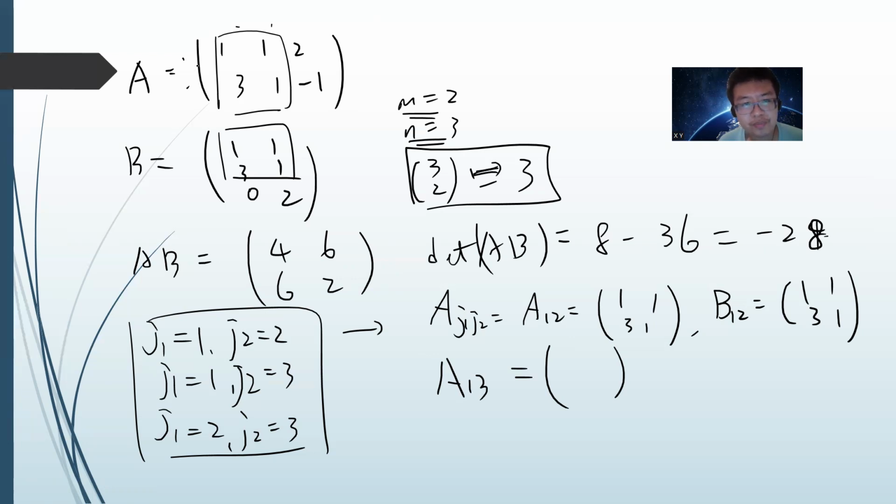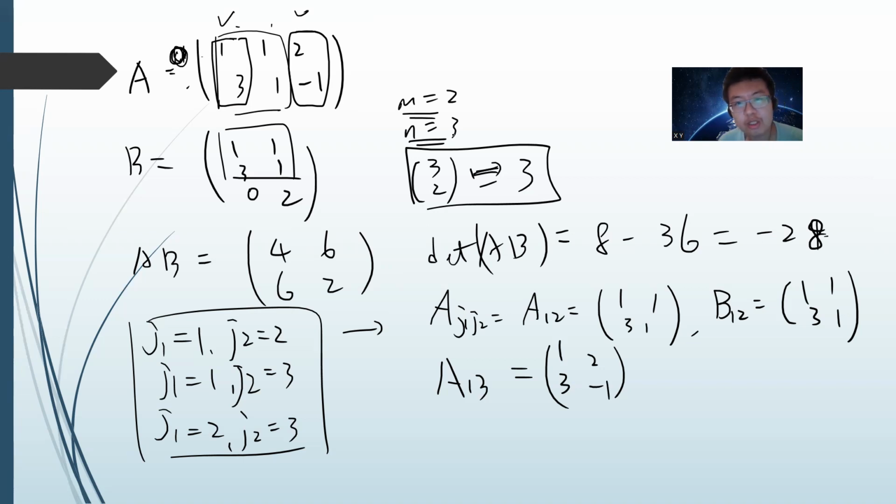Maybe a little bit hard to see, but 13 is just columns 1 and 3, right? So you take 2 of them. You take this one and this one, so you can imagine that this is 1, this is 3. So it's 1, 3, 2, minus 1.